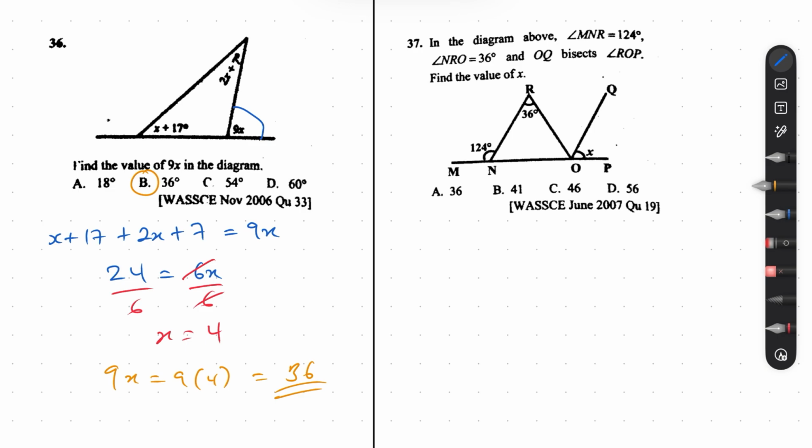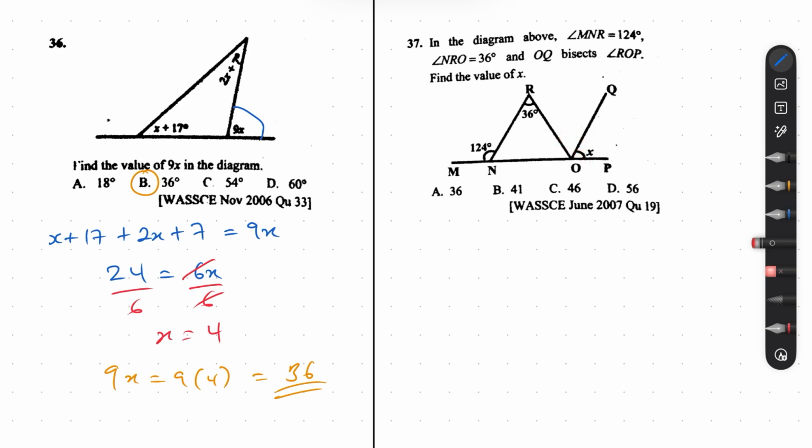Okay, let's move on to question number 37. It says, in the diagram below, this angle MNR is 124. NRO, this angle, is 36. And OQ bisects this angle, ROP. So this line OQ is a bisector of this angle. What that means is, if this here is x, this is also x.